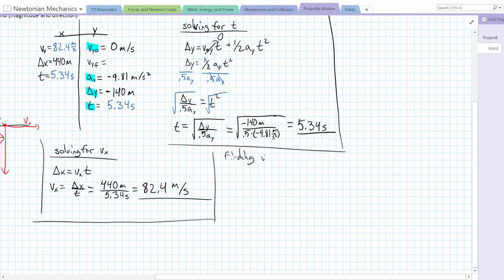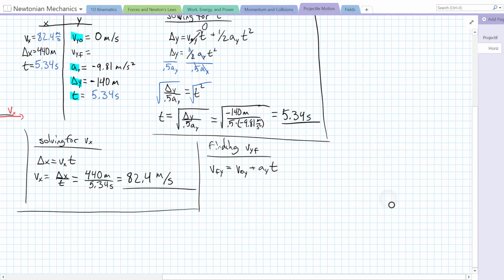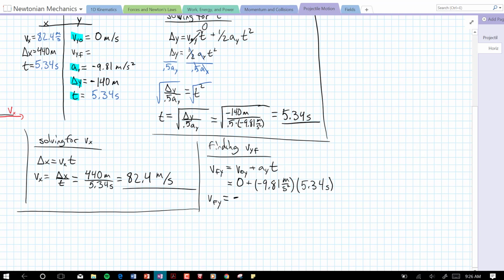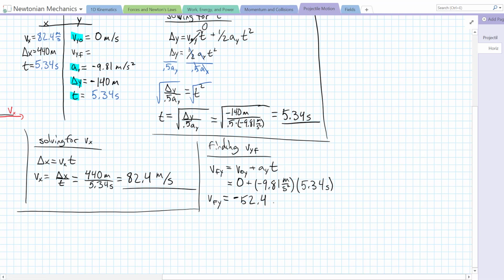Finding vy final. Well, we need an equation that has vy final in it. So I'm just going to use this kinematics equation, v final equals v initial plus acceleration times time. That's already solved for v final for us, so it's going to be pretty easy to plug in our numbers. v initial in the y direction is 0, plus our acceleration is negative 9.81 meters per second squared, and our time in the air is 5.34 seconds. Which means our final velocity in the y direction is just equal to negative 52.4 meters per second.